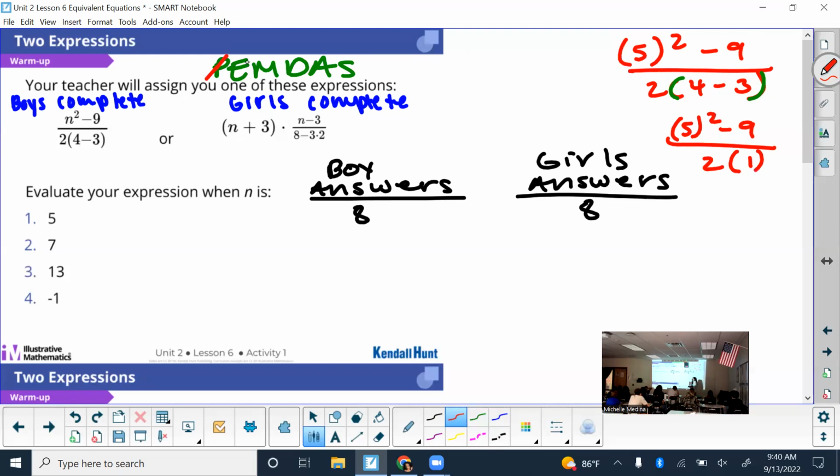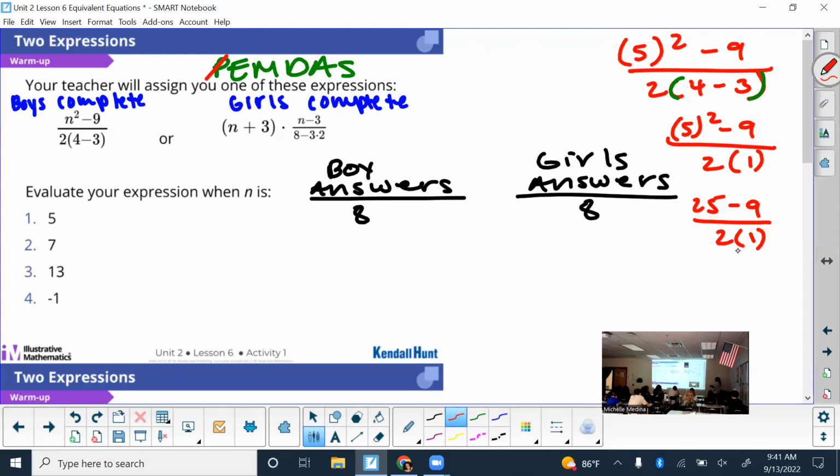What does the E stand for? Exponents. So do I have any exponents in this? Yes. What is it? It's 5 squared. You guys know what that is? Perfect. So if you didn't know, it's not 5 times 2. It's saying the base number times itself. That makes sense. So 5 times 5.